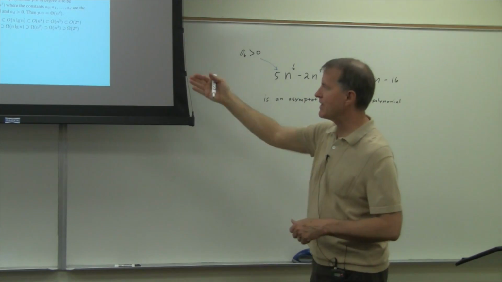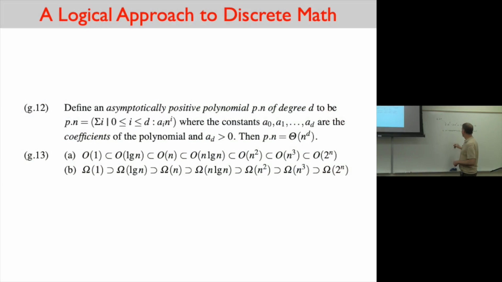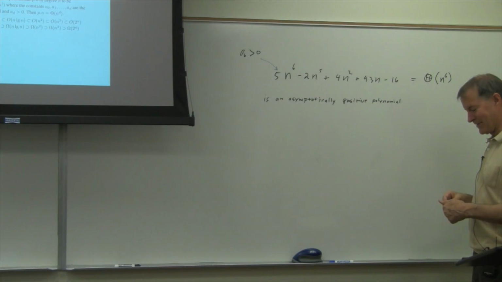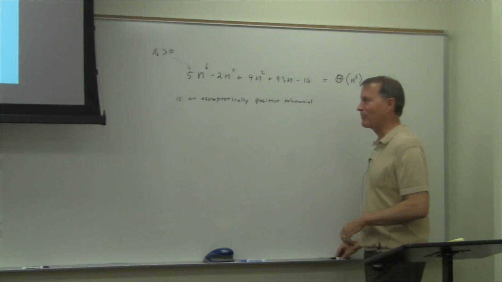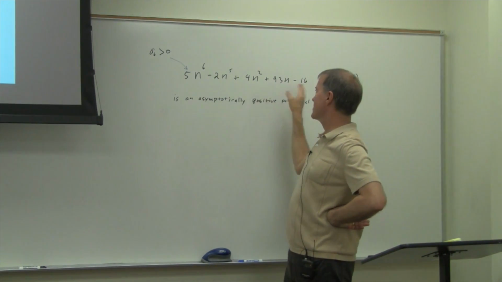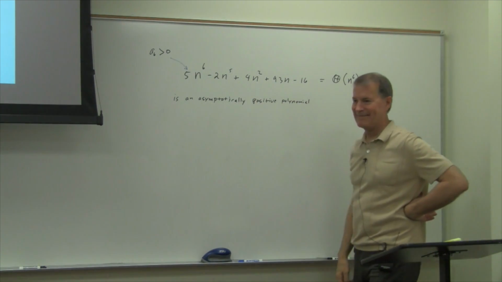And what does this theorem say? The theorem says this function is big theta of what? N to the 6th, right off the bat. If it's a polynomial, all you have to do is make sure that this is positive, and whether this is plus or minus, boom, it's like L'Hopital's rule.